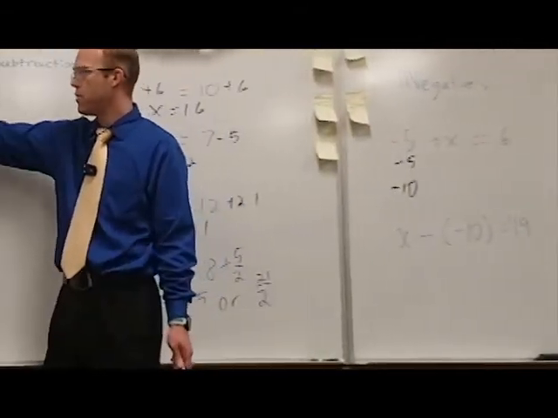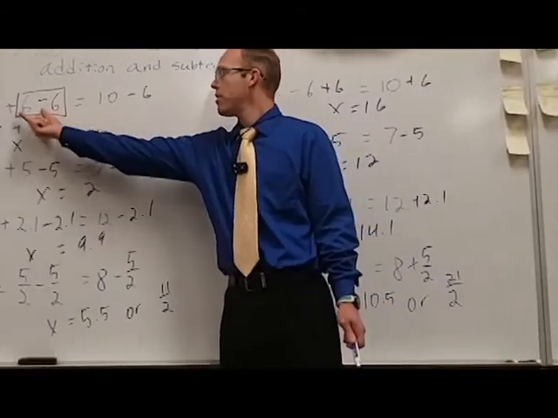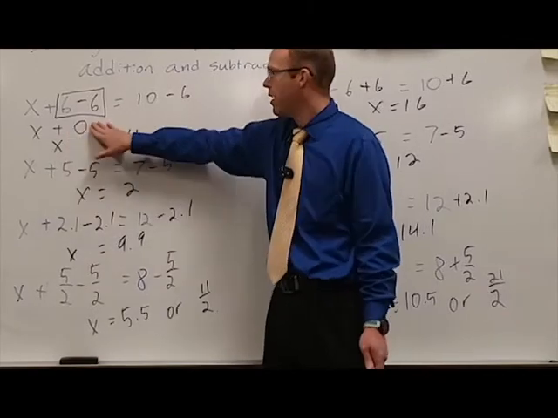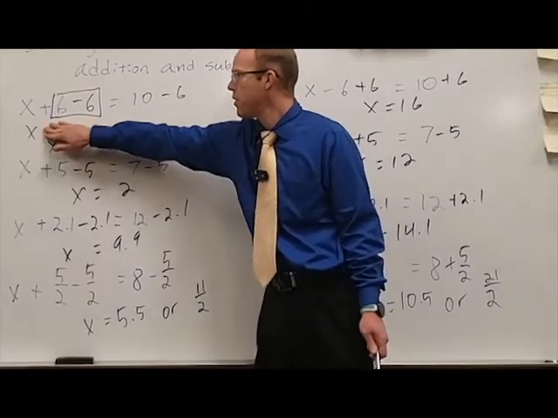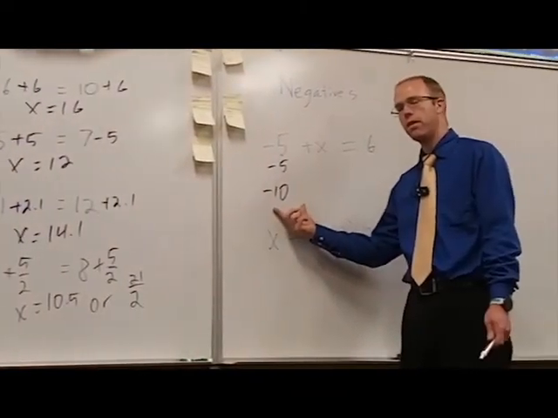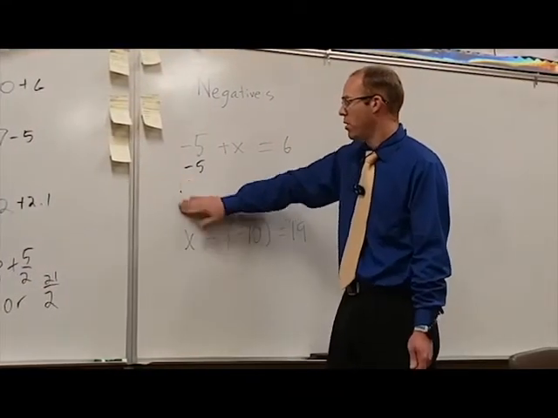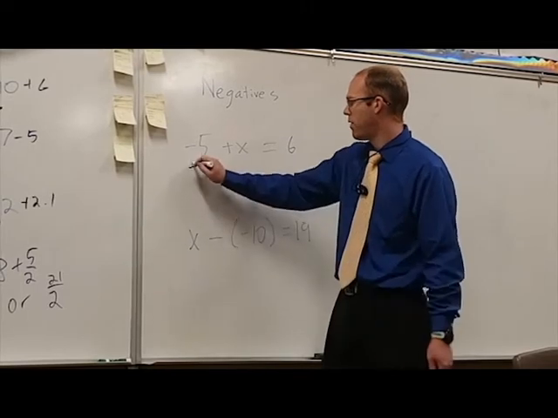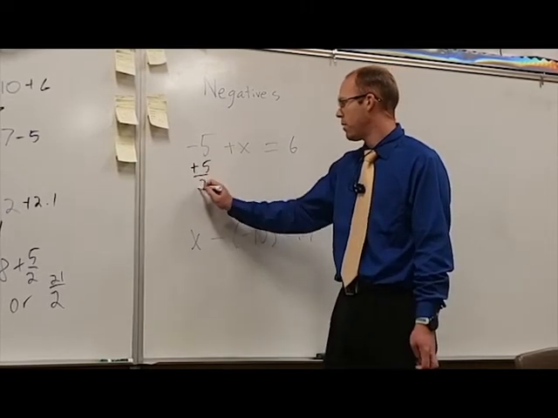I want to go back to this 0 right here. We can see 6 minus 6 was 0, and that 0 doesn't make a difference. If we take this negative 10, that definitely does make a difference. So this one, we're going to add 5 because negative 5 plus 5 ends up being 0.